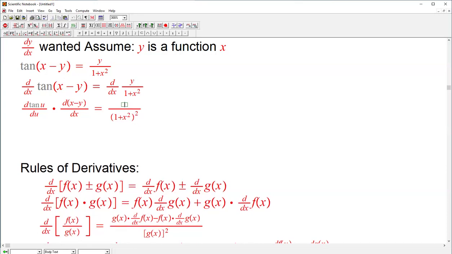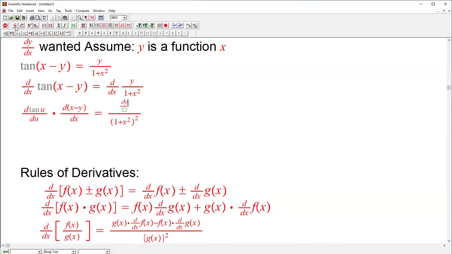differentiating y, right? That's going to give us dy dx, but the denominator is going to be kept, right? 1 plus x squared. Subtracting, y is kept, and we're going to differentiate 1 plus x squared. The derivative of 1 plus x squared is going to be 2 times x.